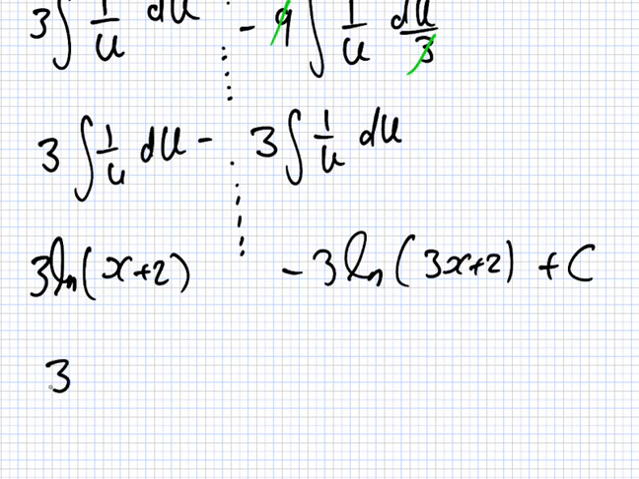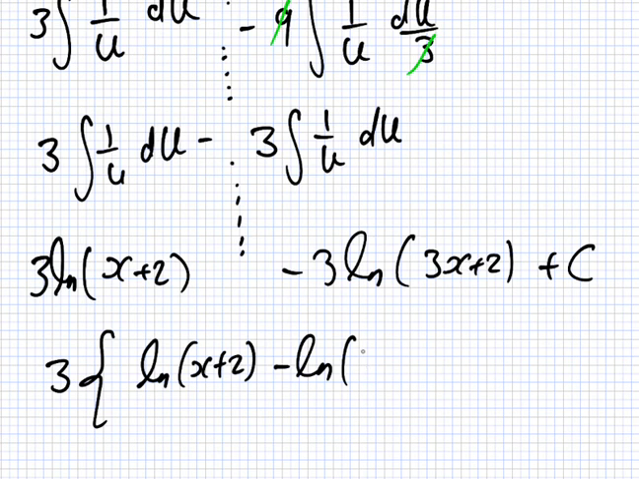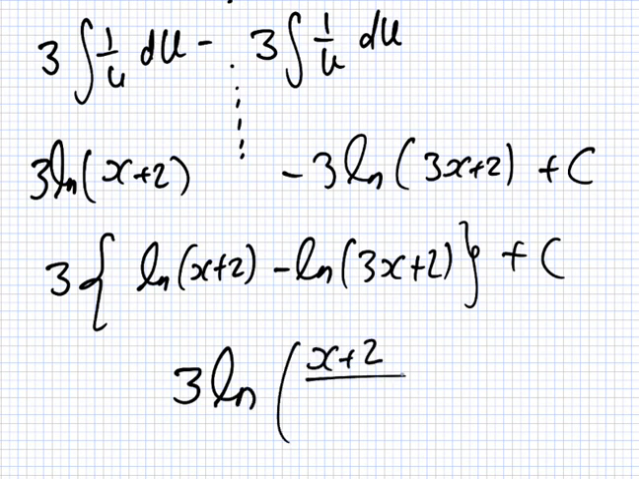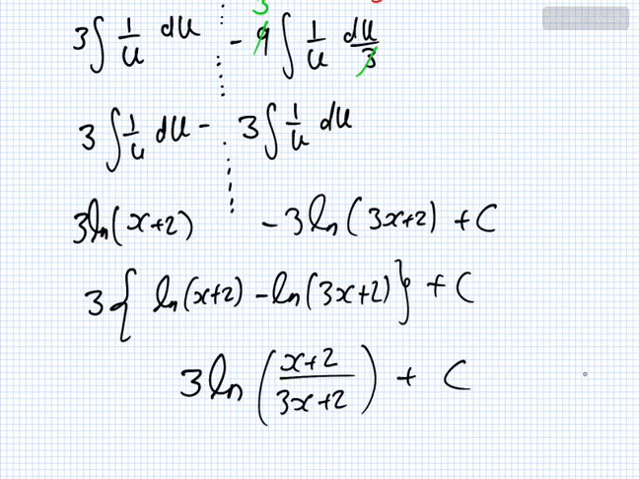Now we can clean this up a little bit more. We can say this is 3 log x plus 2 minus log 3x plus 2 plus c. And the last thing to do is use the second rule of logs. Log a minus log b is log a over b. So this is finally 3 log of x plus 2 over 3x plus 2, plus c. Okay. So that's the first example. We'll do a couple more.